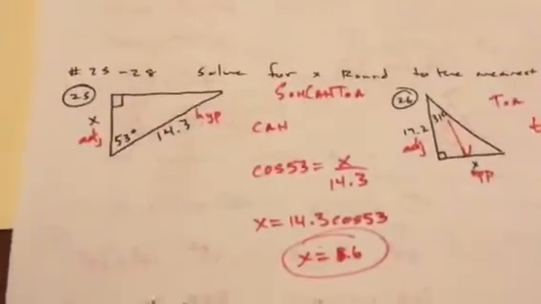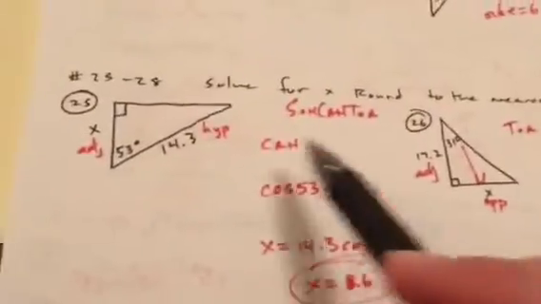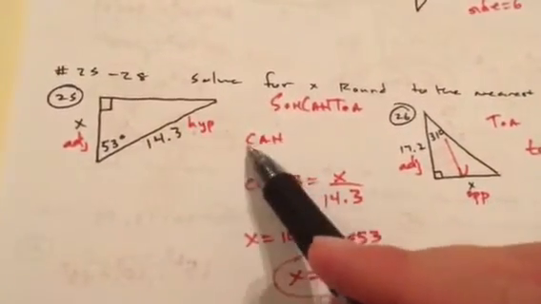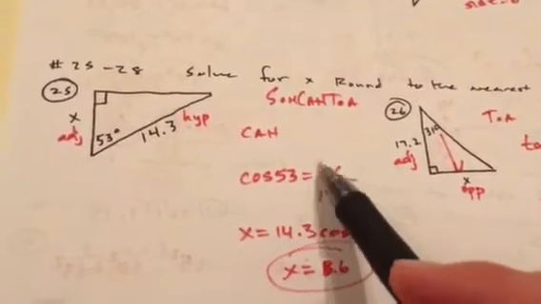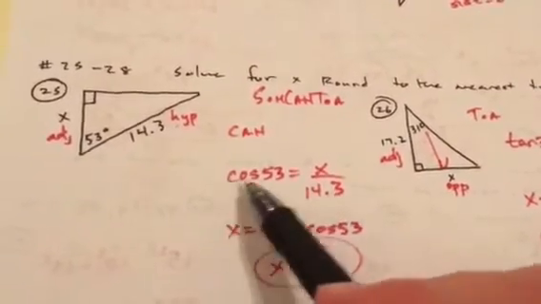No decimals. Here you can have decimals because it's all about solve for x, round to the nearest tenth. In terms of 53, that is adjacent. That's the hypotenuse. Adjacent, hypotenuse is cosine. Cosine of that angle, 53, is equal to the adjacent over the hypotenuse. You do 14.3 times cos 53.